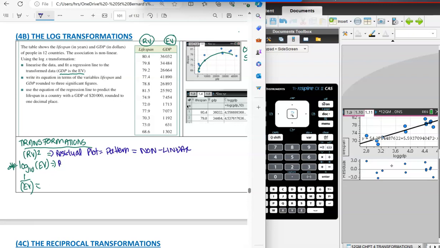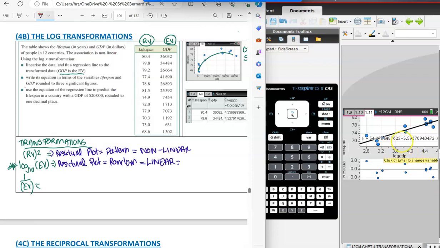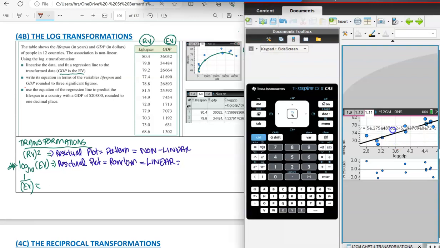This one's residual plot shows random. So this one equals linear. So I could write the equation for this one now because we could use it because it's linear. So you could grab the equation off here if you like, and I might do that this time.